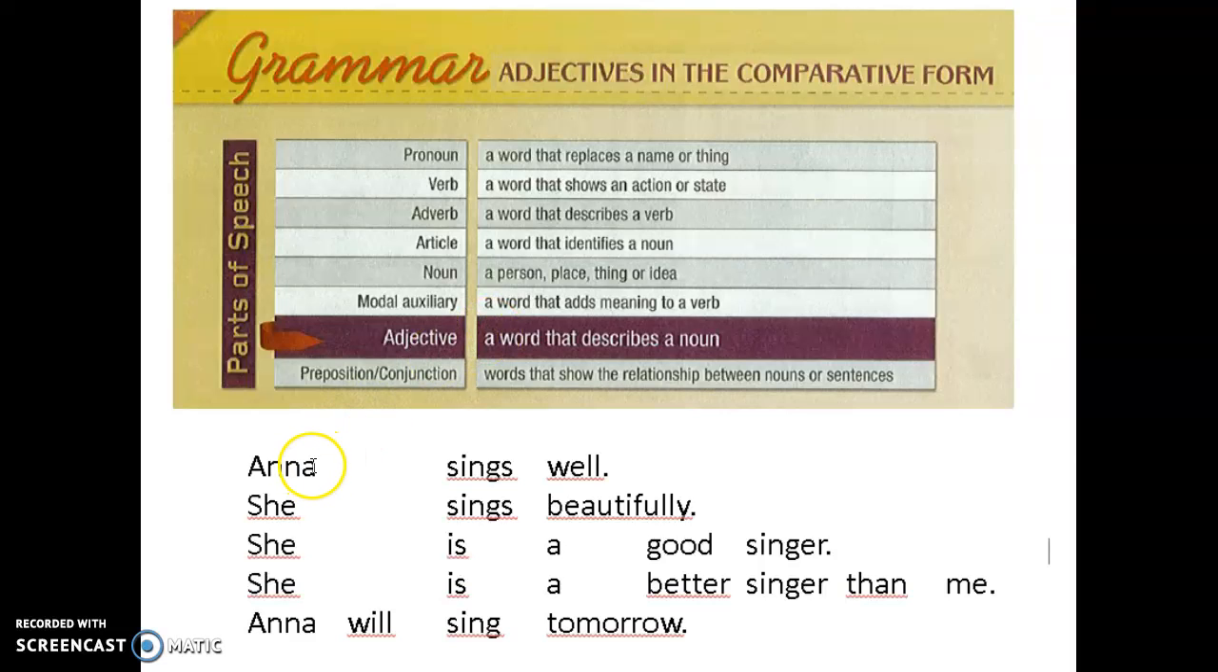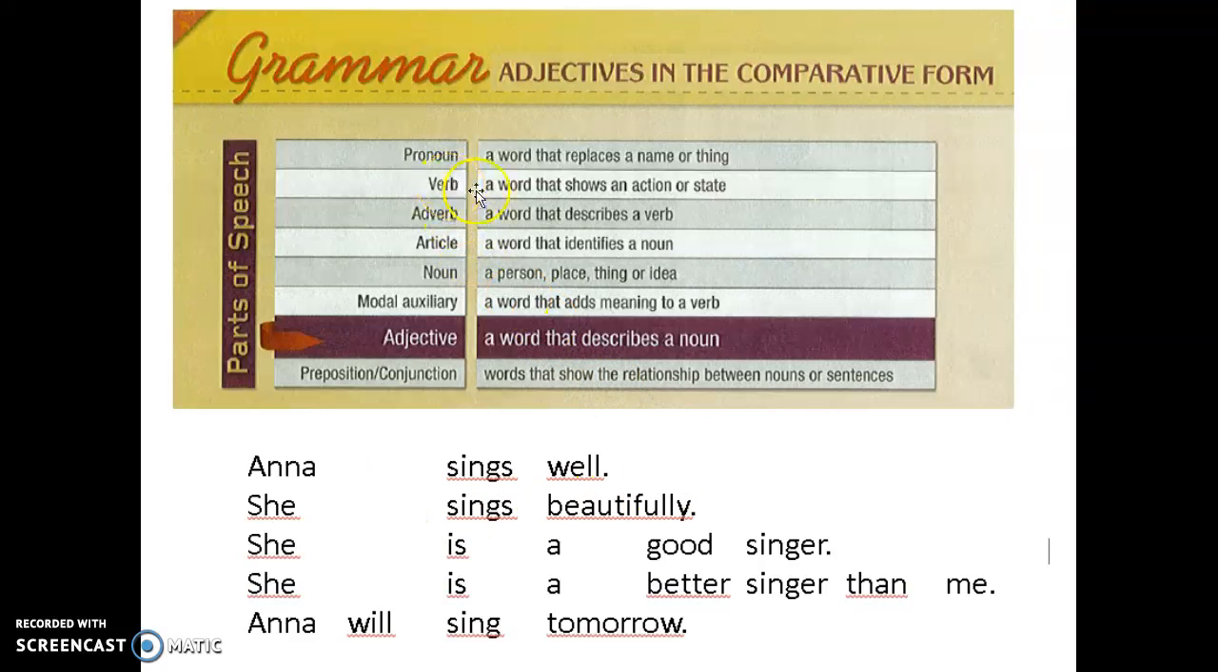So here, Anna is the name of a person. Anna sings well. Well, I could say, she sings well. She is a pronoun that replaces the name Anna. Anna sings well, or she sings beautifully.